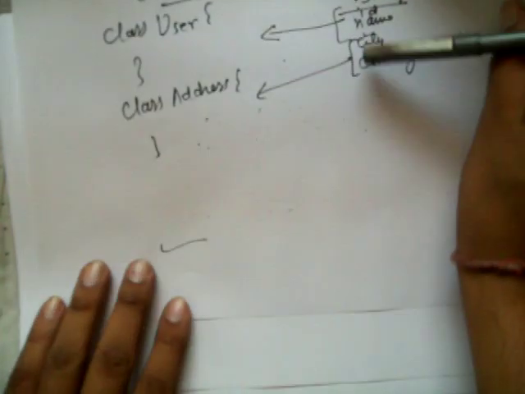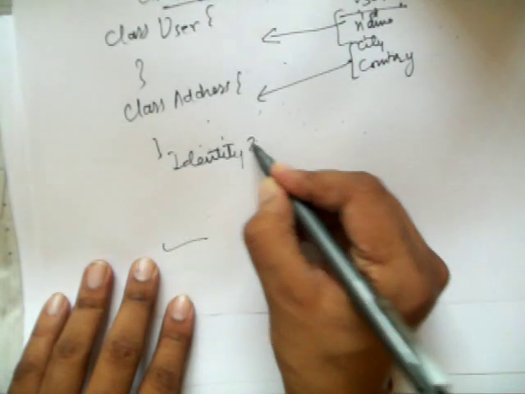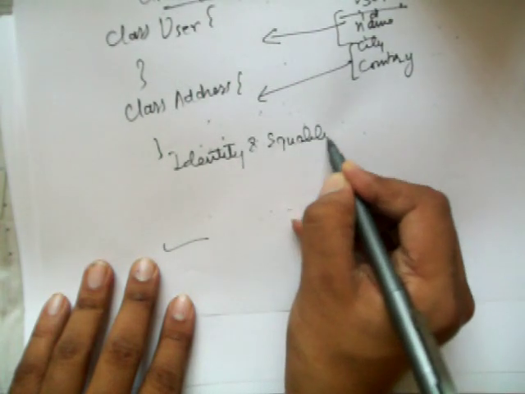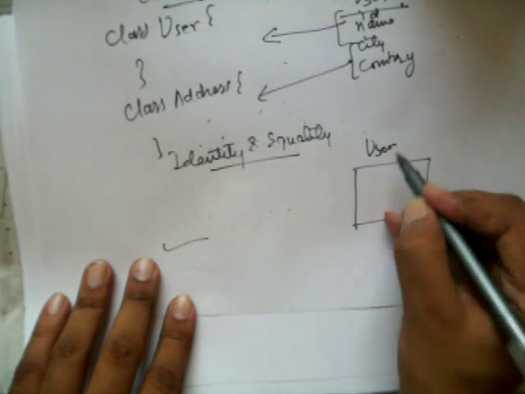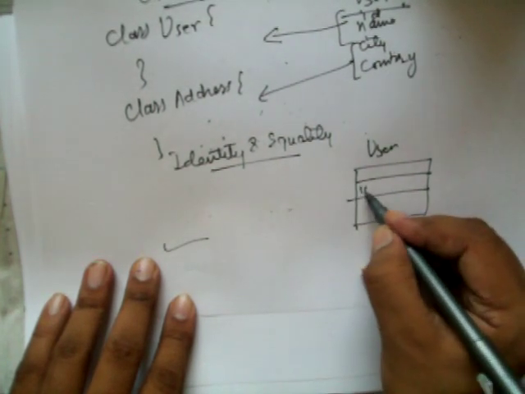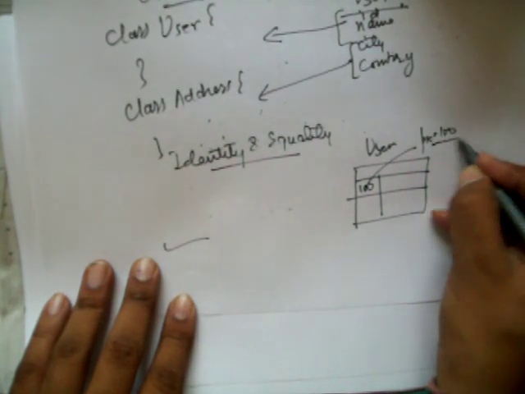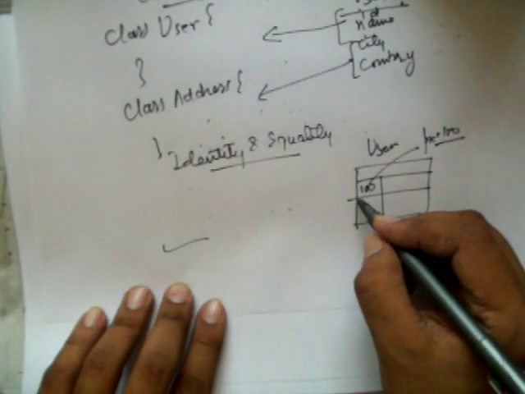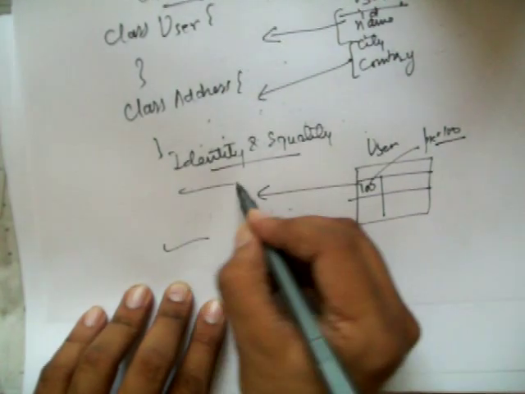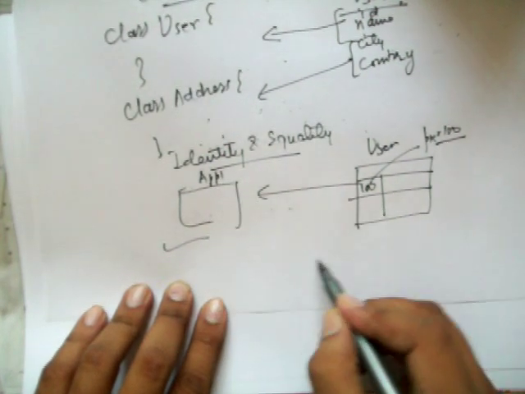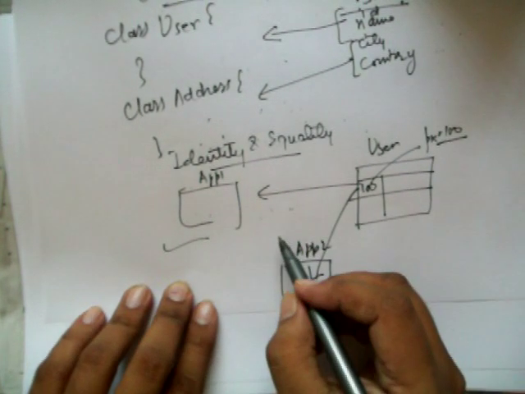Then the next one is identity and equality. Let's say on the relational world side we have a user record identified by a primary key 100, and with this primary key we can fetch this record. With the right isolation level, whether we call it from app1 or app2, they both will get the same piece of record.